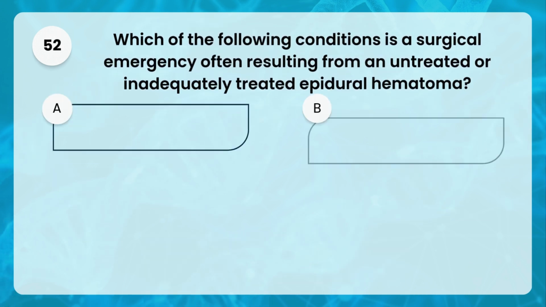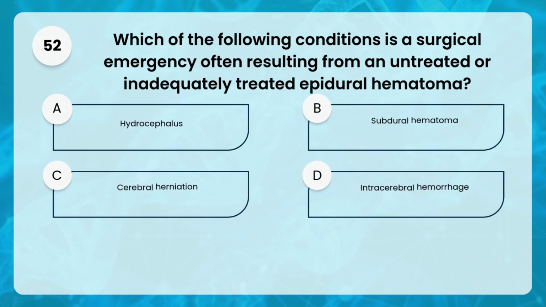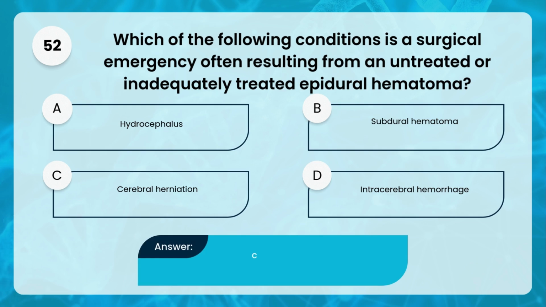Number 52. Which of the following conditions is a surgical emergency, often resulting from an untreated or inadequately treated epidural hematoma? A. Hydrocephalus. B. Subdural hematoma. C. Cerebral herniation. Or D. Intracerebral hemorrhage. The answer is C.